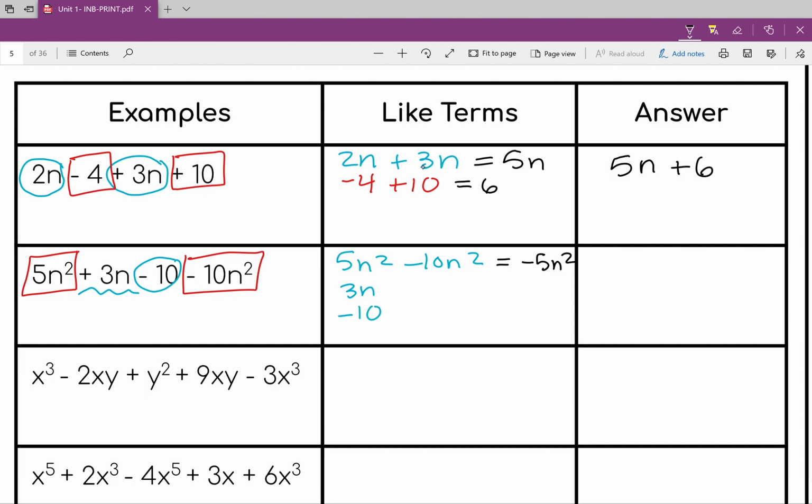-5n squared. So for my answer, I just combine these three terms and write them all right next to each other. And that is my answer. Notice that I didn't combine 3n with that -10 because they do not have the same variable. 3 has an n, negative 10 has nothing.